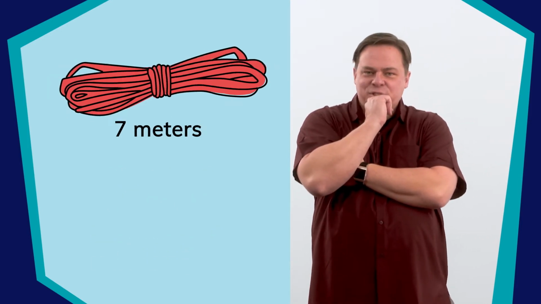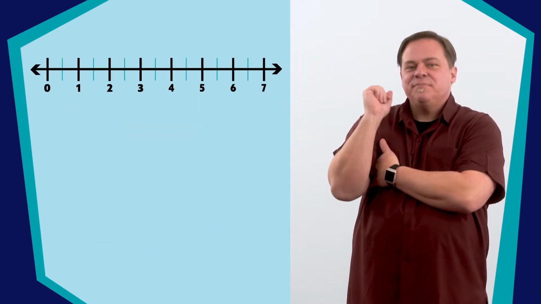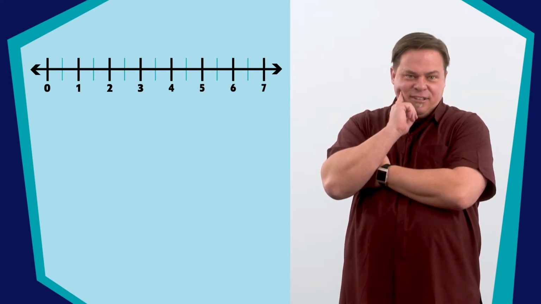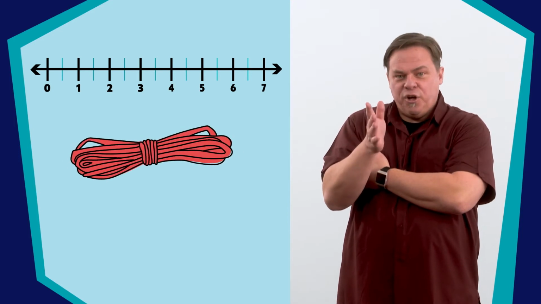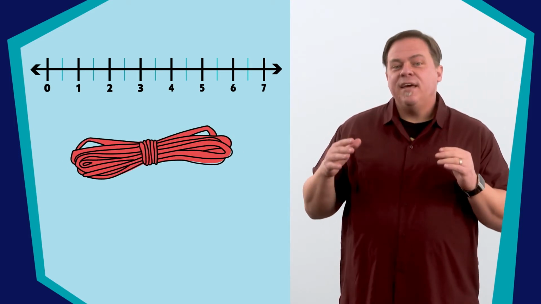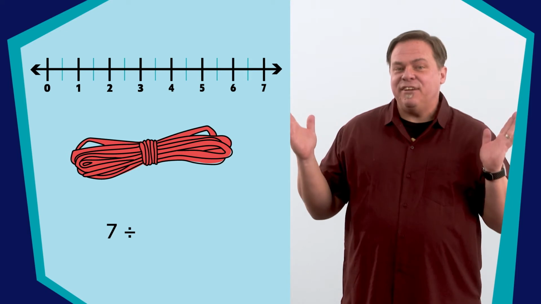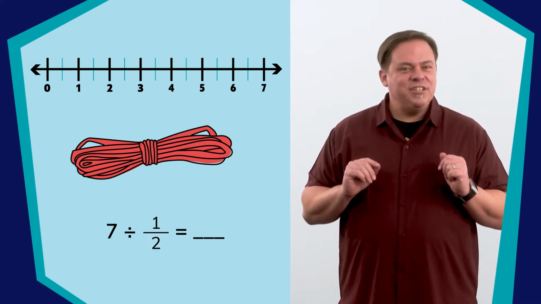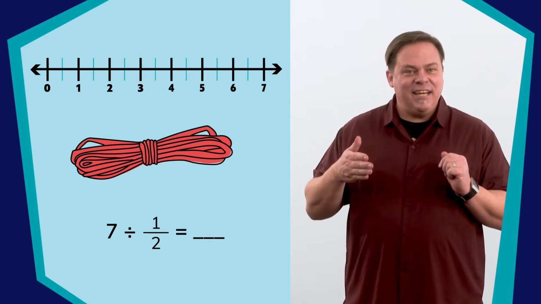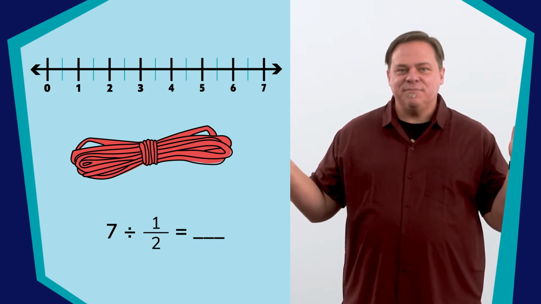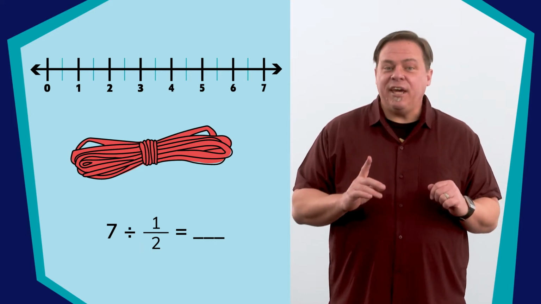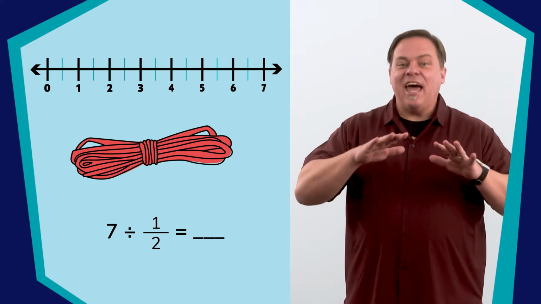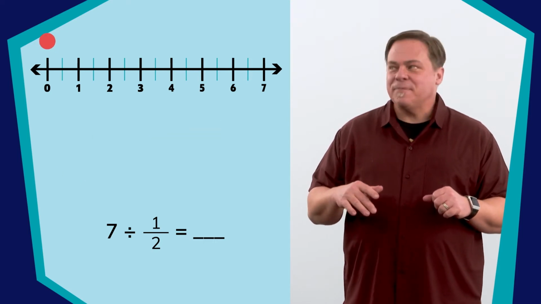Let's think about this one as a number line. Our number line goes from 0 to 7. 7 meters is the total amount of cord I'm bringing. The math problem here is 7 divided by 1/2, because I need to know how many halves it takes to make 7 meters. To do this, I'll count in increments of 1/2. Each time I count, that's another keychain I can make.